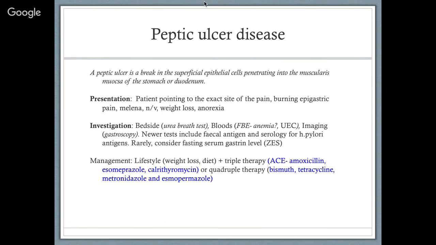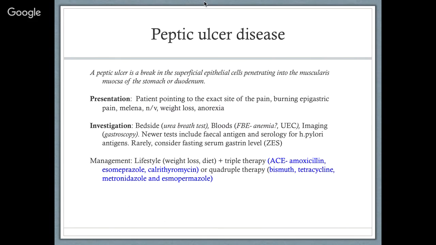Peptic ulcer disease is highly examinable and something you need to know quite well. So the definition is a break in the superficial epithelial cells penetrating into the muscularis mucosa. And the thing that you'll see in exams is pointing signs. So often patients with abdominal pain will say, oh, it kind of hurts around here, or just this general area. But often with peptic ulcer disease, patients will say it hurts right here and they'll be able to point to the exact location of the pain.